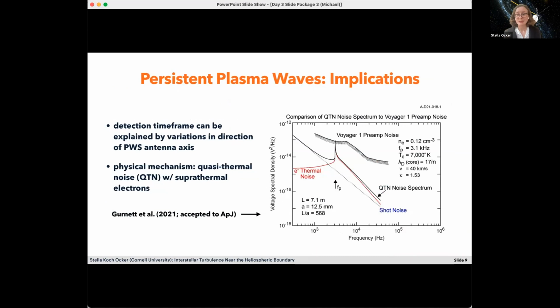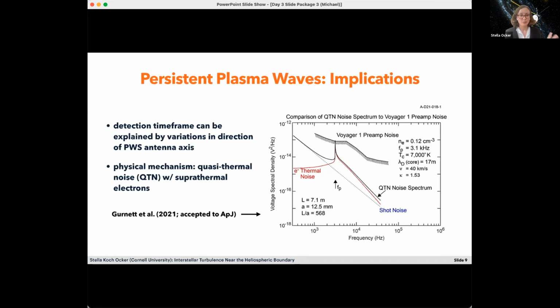So Stuart Bale talked about this a bit in his talk yesterday, so I won't reiterate too much, but a recent paper led by Don Gurnett and his colleagues has provided two main plausible explanations for these open questions that I've just described. So the detection timeframe may in fact be related to variations in the direction of the PWS antenna axis relative to the magnetic field direction. This is because these plasma waves correspond to electric field fluctuations that are aligned with the magnetic field. And so for a very weak signal, we expect that the signal to noise ratio will be maximized when the PWS antenna is actually aligned with the magnetic field direction. And the analysis of the angle between the PWS antenna and the magnetic field direction actually corroborates this explanation.